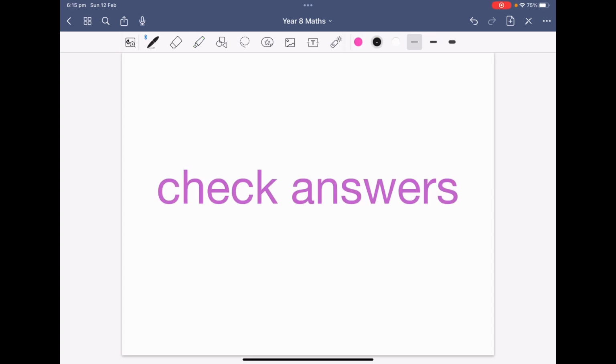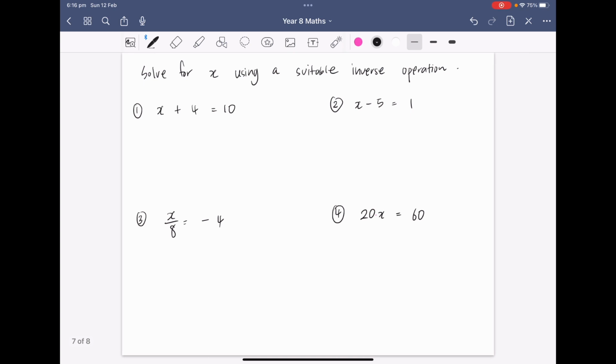Now let's check the answers together. Number 1, x plus 4 equals 10. The inverse of plus 4 is minus 4. So you have to minus 4 from both sides. Plus 4 minus 4 is 0, so you can cancel it out. And that leaves us with x on the left-hand side equals 10 minus 4, which is 6.